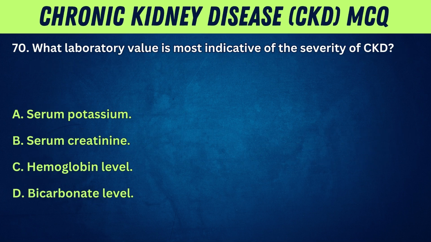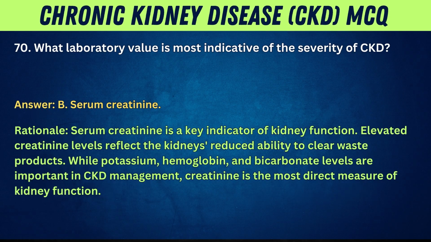70. What laboratory value is most indicative of the severity of CKD? A. Serum potassium. B. Serum creatinine. C. Hemoglobin level. D. Bicarbonate level. Answer: B. Serum creatinine. Rationale: serum creatinine is a key indicator of kidney function. Elevated creatinine levels reflect the kidney's reduced ability to clear waste products. While potassium, hemoglobin, and bicarbonate levels are important in CKD management, creatinine is the most direct measure of kidney function.